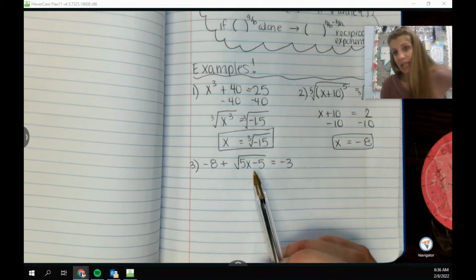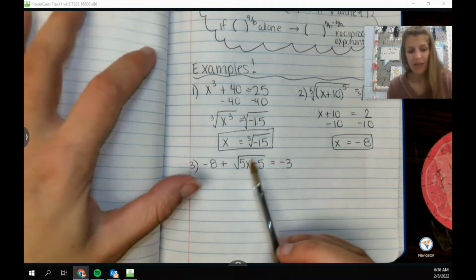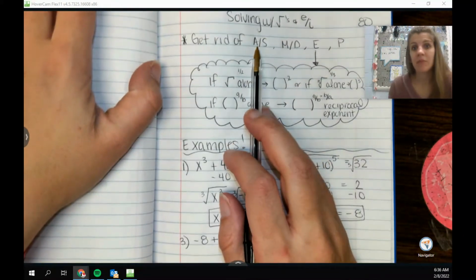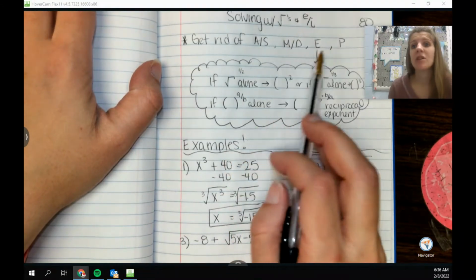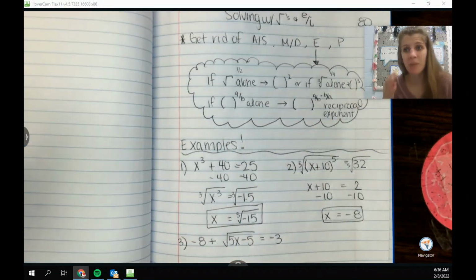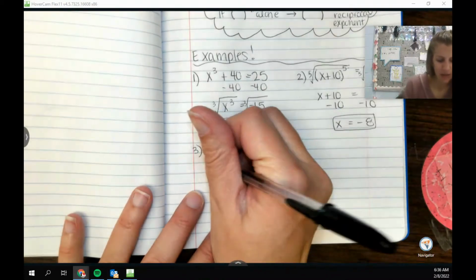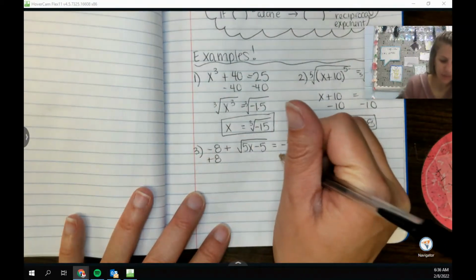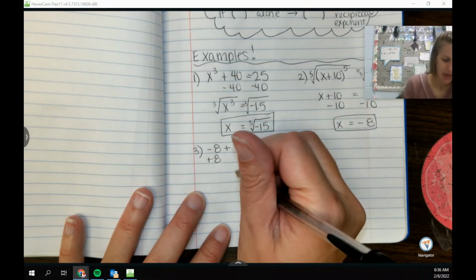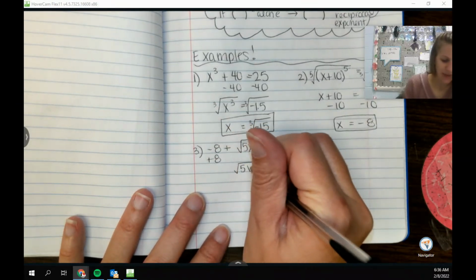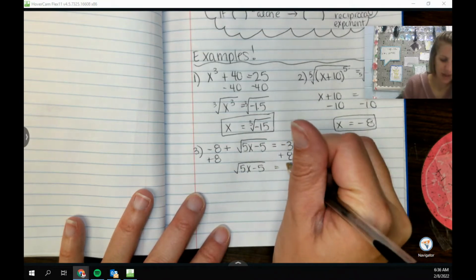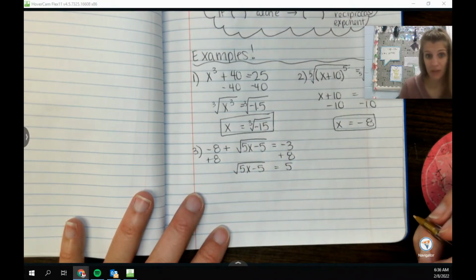So I need to really isolate my square root so that I can take care of it, because again, I've got to get rid of addition, subtraction, then multiplication, then I can deal with the exponent. So I need my exponent to be alone before I can deal with it. And I have this plus negative 8 out here. So we're going to add the 8 to both sides. So we'll have the square root of 5x minus 5 equals 5, lots of 5s.